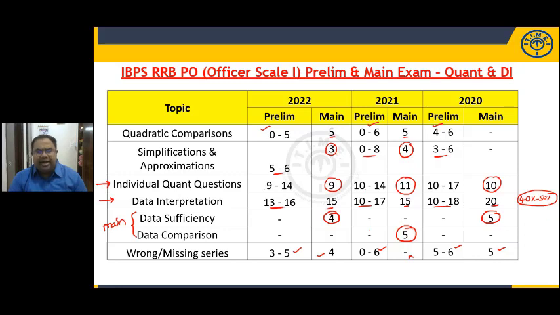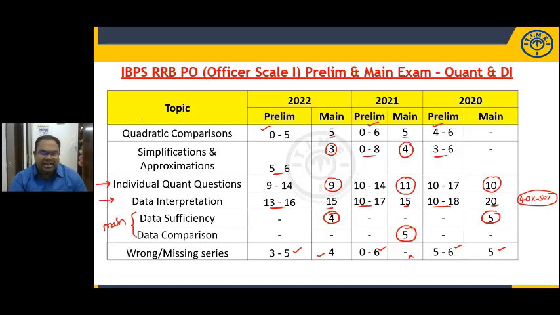Not that important. Data sufficiency and data comparison are not a regular feature in the prelim exam, but in the main exam you can expect questions. If you are getting questions, you can get about 4 to 5 questions. Data comparison also, if you are getting it, you are getting about 0 to 5 questions. That means it may not be in the main exam also, but if questions are asked, there will be 5 questions in there, right?